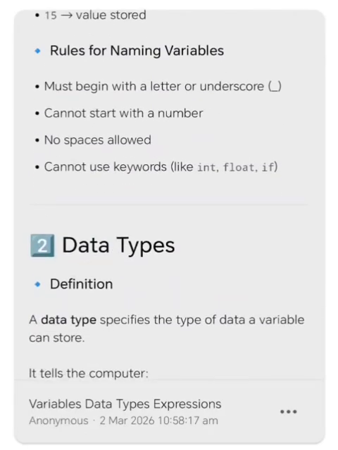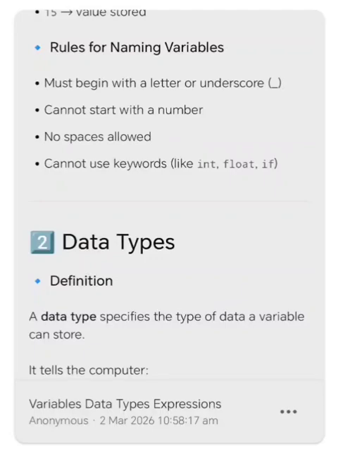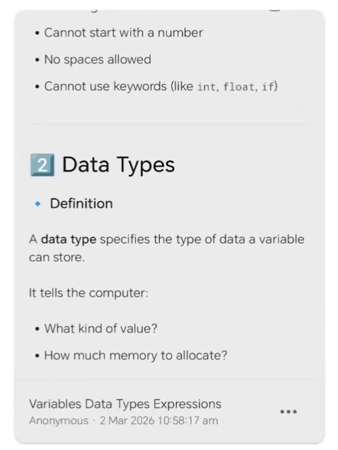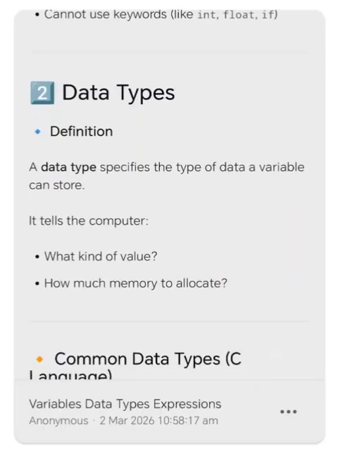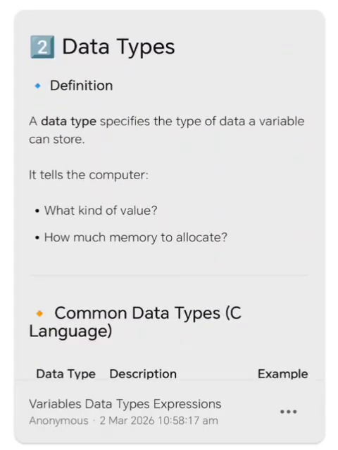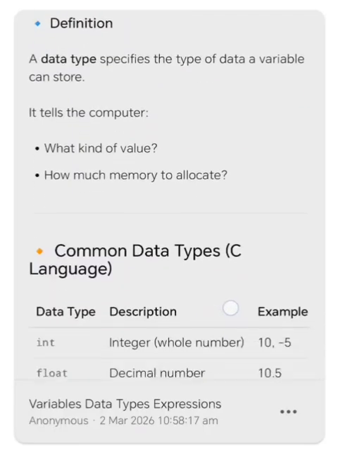Let's move on to data types. What is a data type? A data type specifies the type of data. What type of data are you going to store in the program, what kind of value, and how much memory you need. These things you can see in the data type.